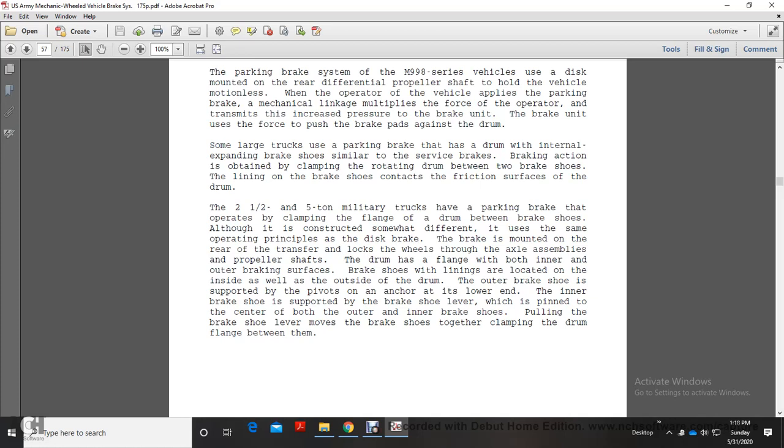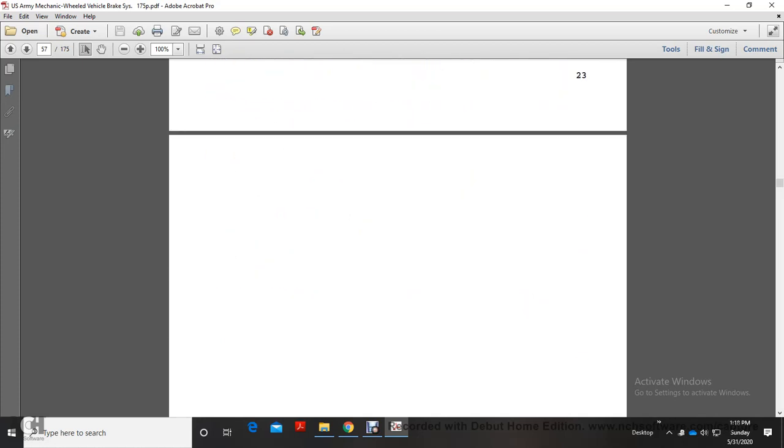The outer brake shoe is supported by the pivot of the anchor at its lower end. The inner brake shoe is supported with the brake shoe lever, with the pin at the center of the bolt of the outer and inner brake shoe, pulling the brake shoe lever and moving the brake shoes together, clamping the drum flange between them.